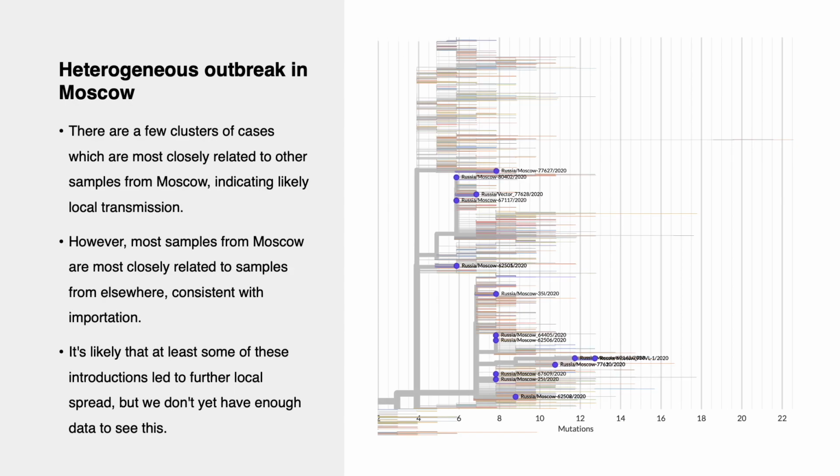An example of frequent importation can be seen by zooming in on samples from Moscow. There are a few clusters of cases which are most closely related to other samples from Moscow, indicating likely local transmission. However, most samples from Moscow are most closely related to samples from elsewhere, consistent with importation. Given the number of confirmed cases in Moscow, it's likely that at least some of these introductions led to further local spread, but we don't yet have enough data to see this.